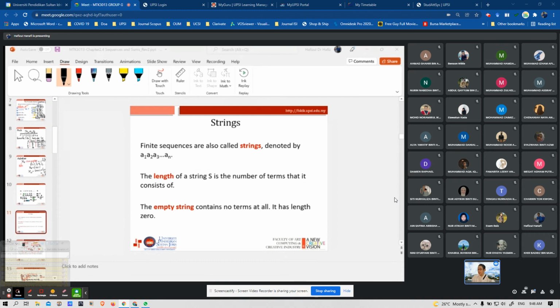A string is an ordered sequence of elements which are symbols or letters or an alphabet, and represented by simple concatenation of these elements. It was basically introduced by Michaelet in 1986.